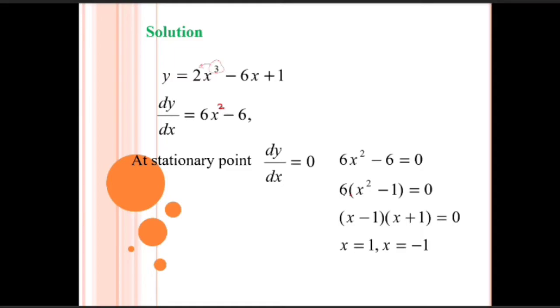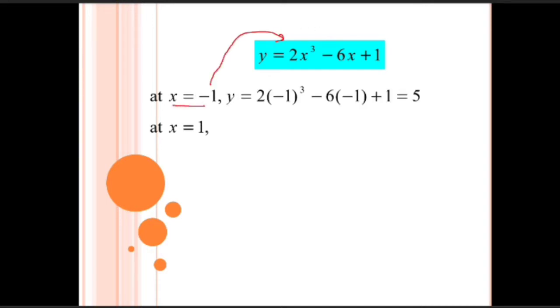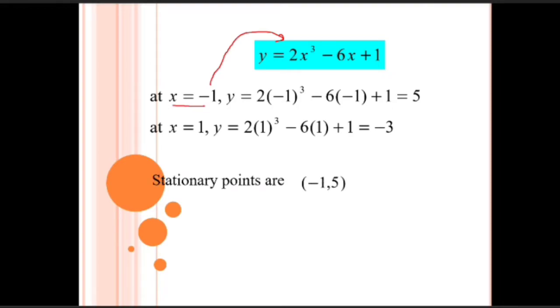So there are two values of x. What will be the points? x is not enough because a point must be a coordinate where we have the x and its partner y. To find the value of y, substitute the value of x we have just found into the equation of y. When x is negative 1, y is 5. When x is 1, y is negative 3. So the coordinates of the stationary points are negative 1, 5 and 1, negative 3. Write them as coordinates, and now we have solved example 1a.